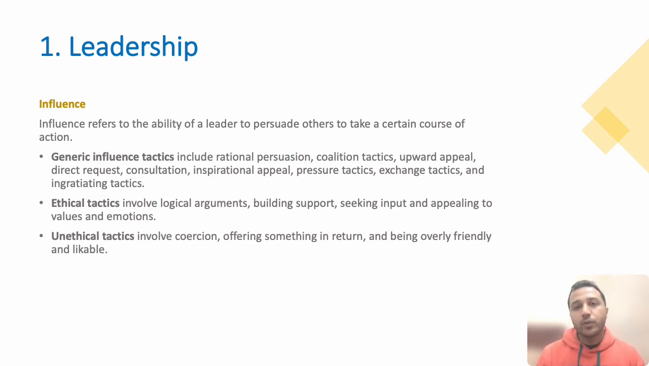Upward appeal is when you appeal to or please your bosses. This is another way of getting things done, because when you please them enough that they cannot say no to you, you then ask them for certain kinds of work. Now the context matters and the intention matters, whether you want to do it for an ethical reason or for an unethical reason. Direct request is when you simply go to your subordinate and ask them to do something. So this is called influence, where you use your power to ask someone to do something.